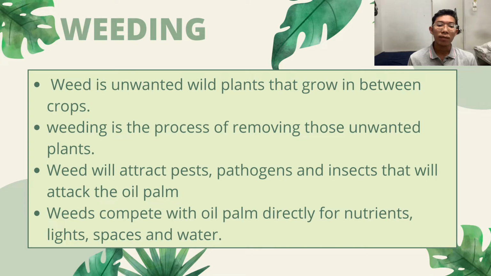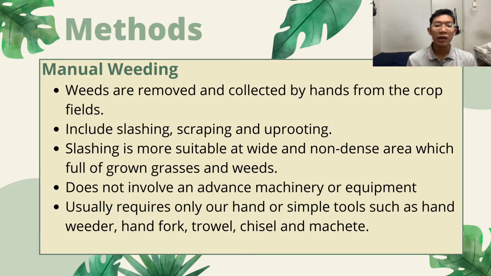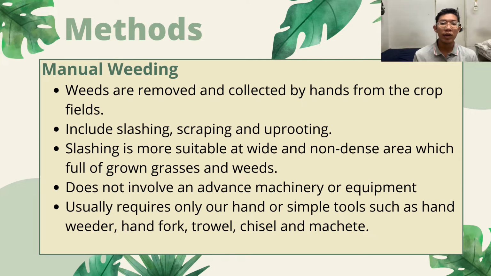Weed will attract pests, pathogens and insects that will attack the oil palm. Also, weeds compete with oil palm directly for nutrients, light, space and water. There are several methods in weeding. I am going to explain only 2 methods, which is manual weeding and chemical weeding.